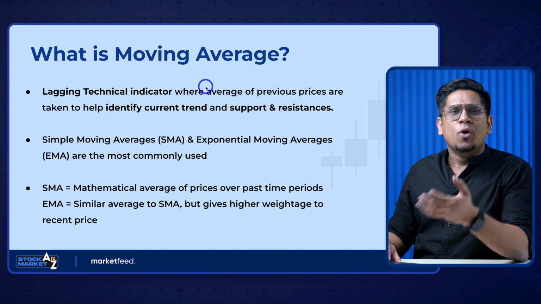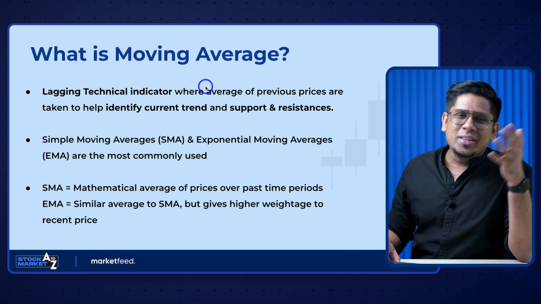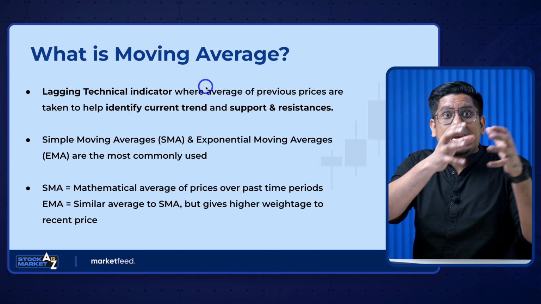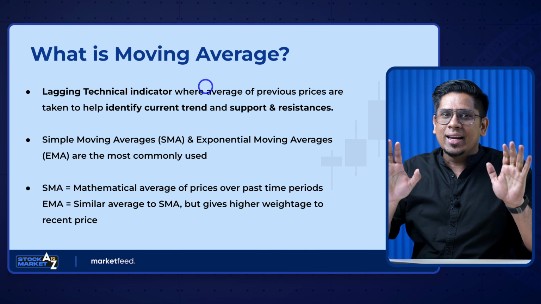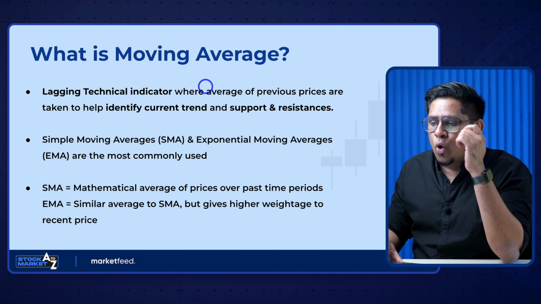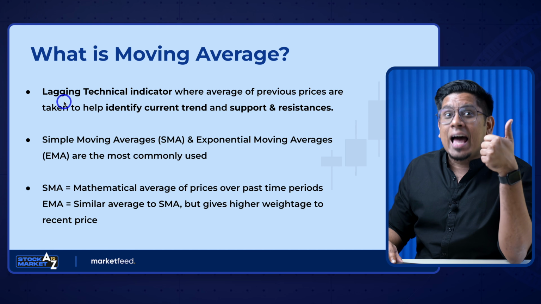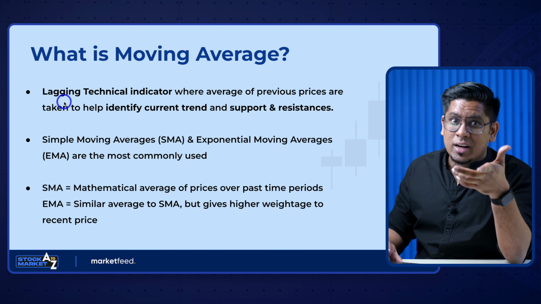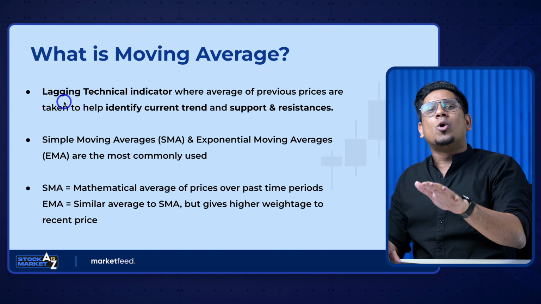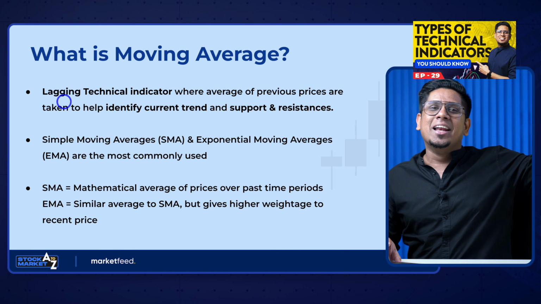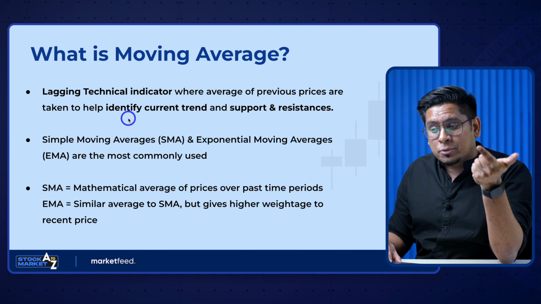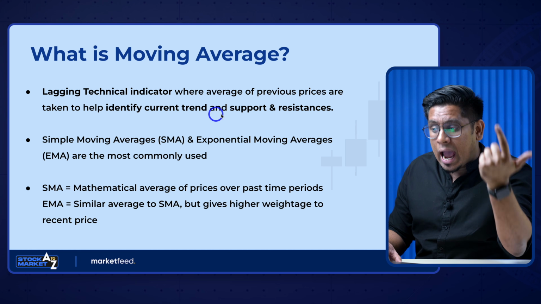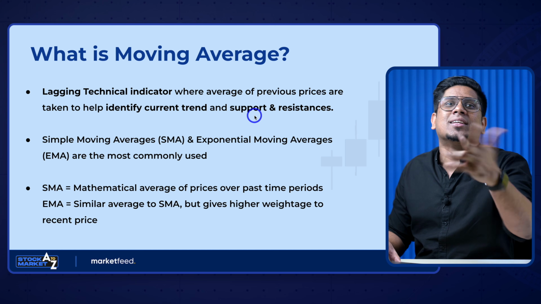So the first thing is, what is a moving average? In the last video, we learned that technical indicators could be classified based on certain things. Just based on that, let's talk about what a moving average is. It is a lagging technical indicator. We learned about this in the last video, so if you haven't watched it, make sure that you watch it. The link to the last video is here. So it is a lagging technical indicator. It also helps us identify the trend and also it tells us about support and resistances.